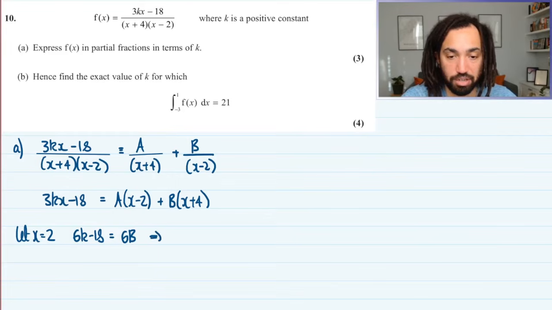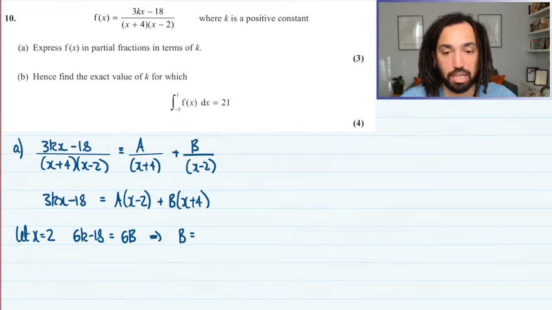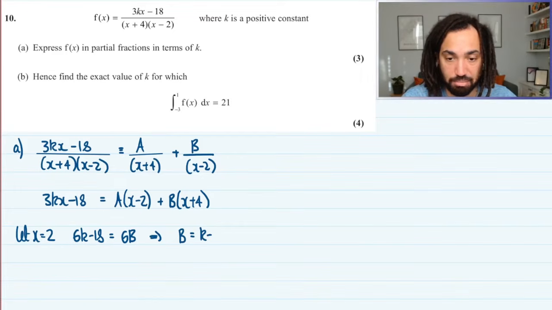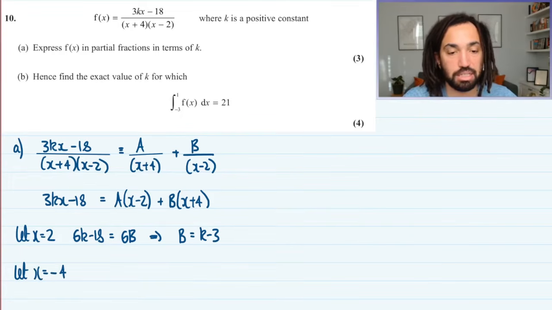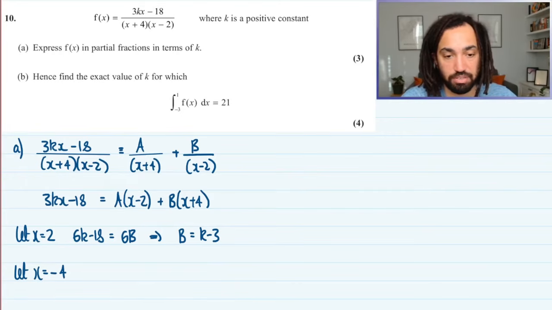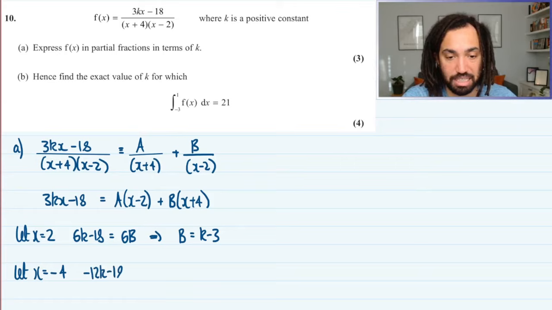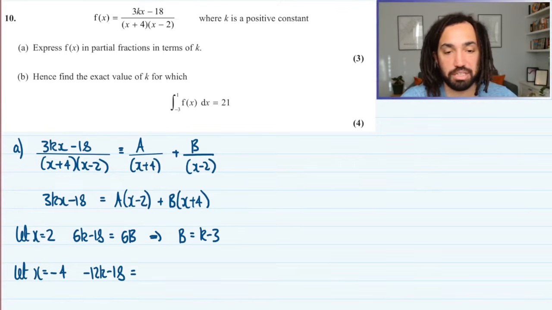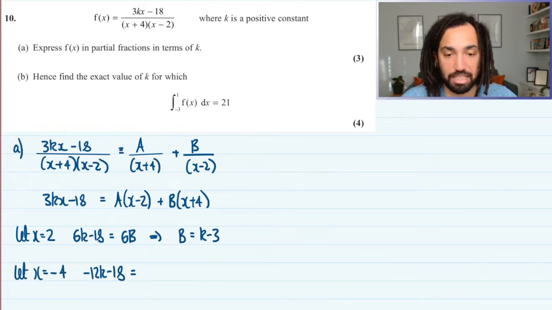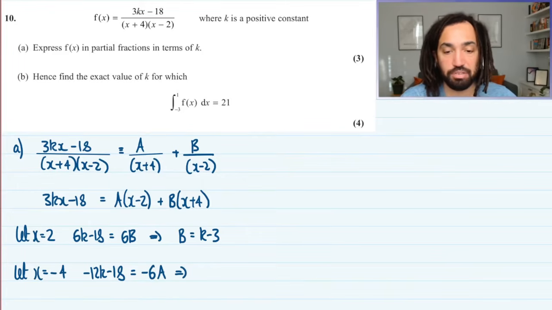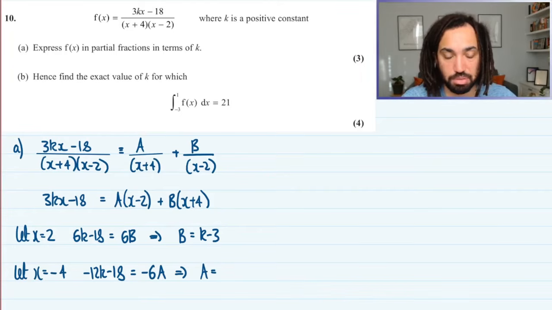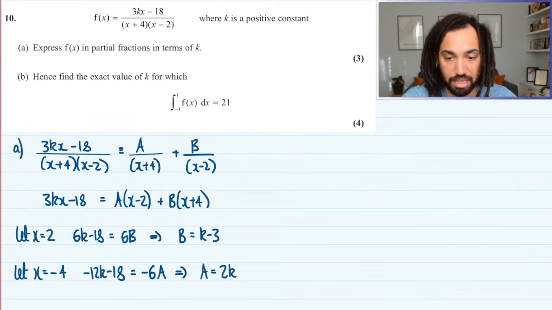And then we can divide through by 6 to get k minus 3 for b. Okay, we can then let x equal minus 4, as that will solve the other bracket. Subbing into the left hand side is going to give us minus 12k minus 18. Subbing into the first bracket, a x minus 2 will give us a times by minus 6, so minus 6a. Divide through by minus 6 to get a is equal to 2k plus 3.